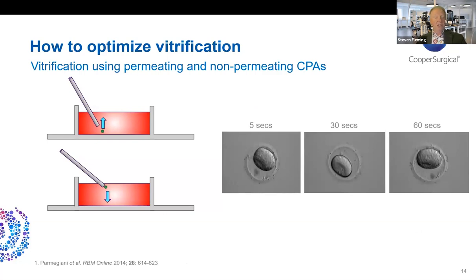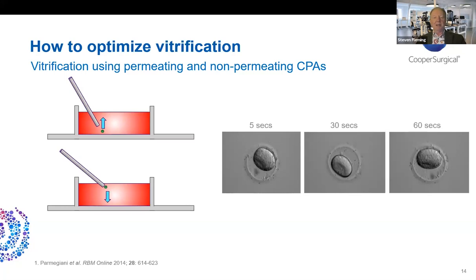Since vitrification solutions contain higher concentrations of permeating cryoprotectants plus disaccharides, they're more viscous than equilibration solutions. So unfortunately, the material will initially float to the surface, so you need to keep track of it and bring it back down to the bottom of the well.